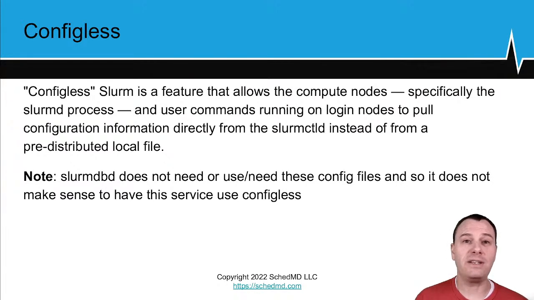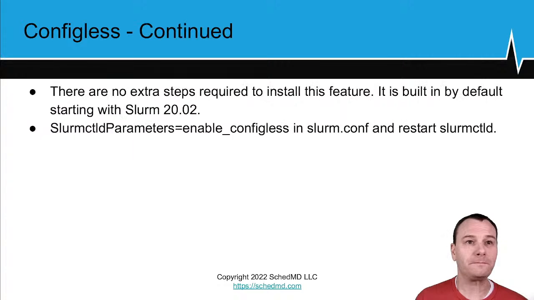Note, Slurmdbd does not need or use these config files, so it does not make sense to have these services use Configless. There are no extra steps required to install this feature. It is built in by default, starting with Slurm 22. Even though there are no additional install steps, there is still a SlurmctldParameters option called enable_configless that you add to your slurm.conf on the controller. Adding this option does require a restart of the slurmctld.